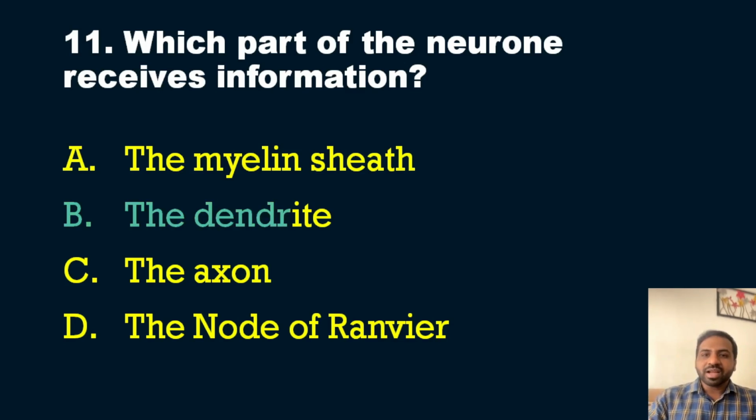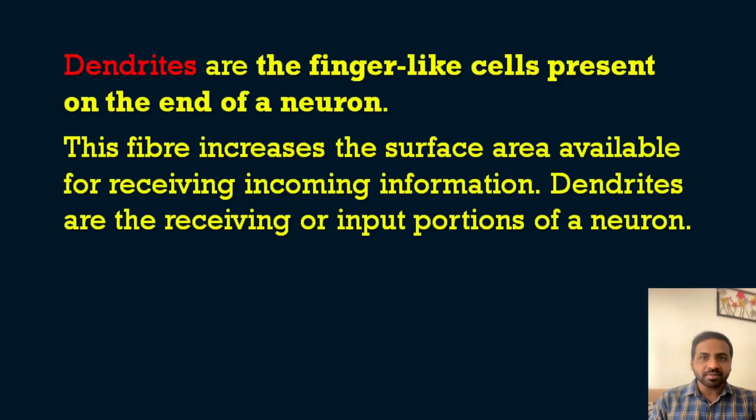Simple direct question, and the answer is option B, that is the dendrite. The dendrite is the part of the neuron where the information is received. Dendrites are the finger-like projections present at the end of a neuron, and this fiber increases the surface area available for receiving the incoming information. So the dendrites are the receiving or the input portions of a neuron. It's a very simple question.